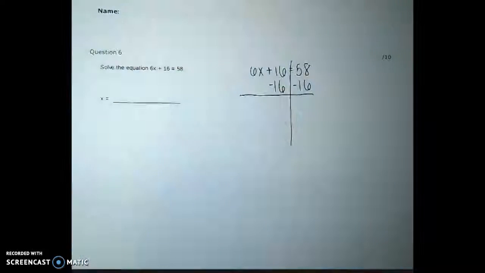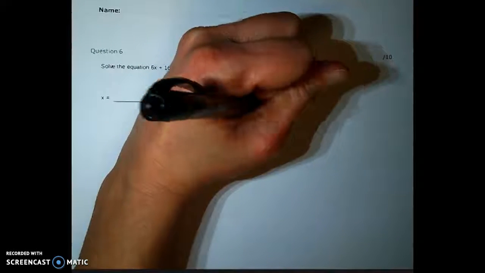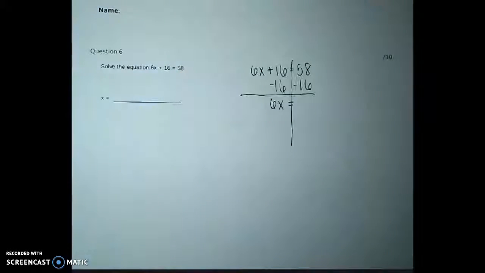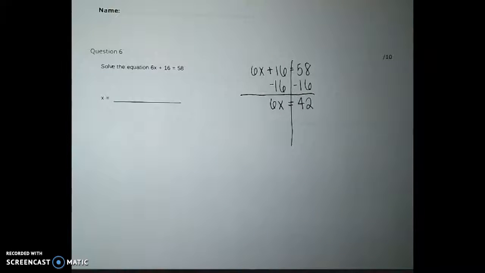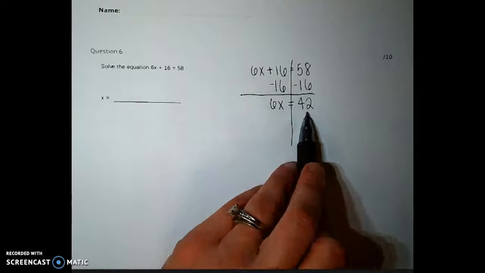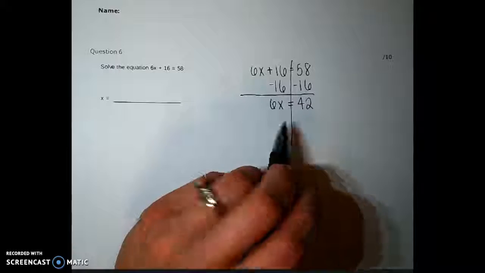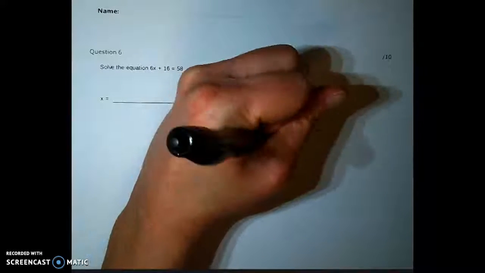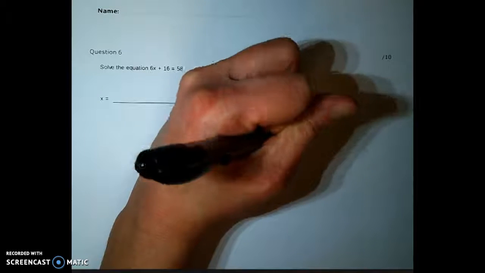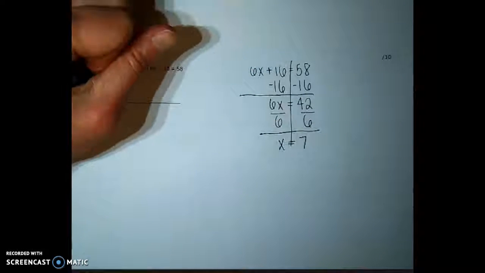To undo addition, I do the inverse operation, so I subtract 16 from both sides. That's going to give me 6x equals 58 minus 16, which is 42. And now I have a one-step equation. I have 6 times x equals 42. To undo multiplication and get x by itself, I have to divide, and that's going to give me x equals 7. So my answer is x equals 7.